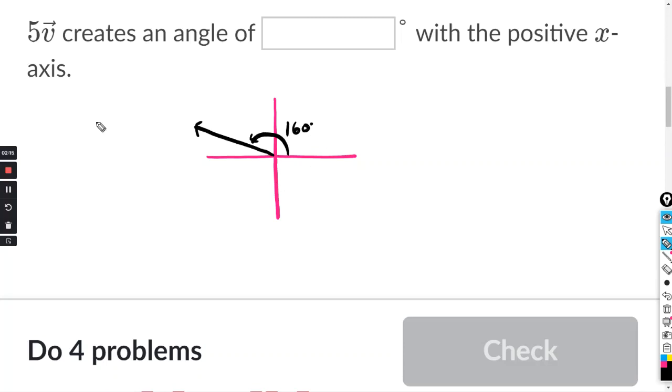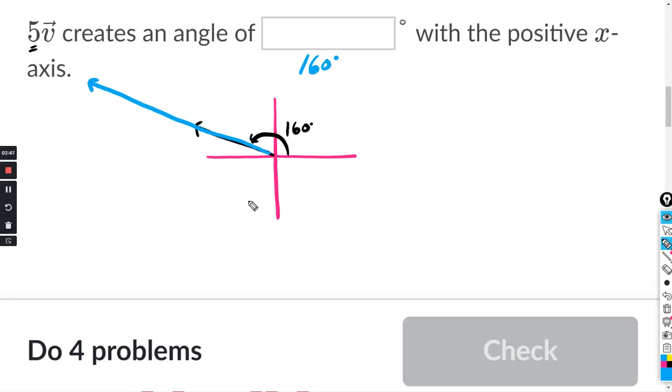Now, let's say this was the initial vector v. If you multiply it by 5, does that change its direction at all? No, it doesn't. If you multiplied that vector by 5, it would just become 5 times as long. But the angle would still be 160 degrees. So in the box, you would just write 160 because nothing changed.